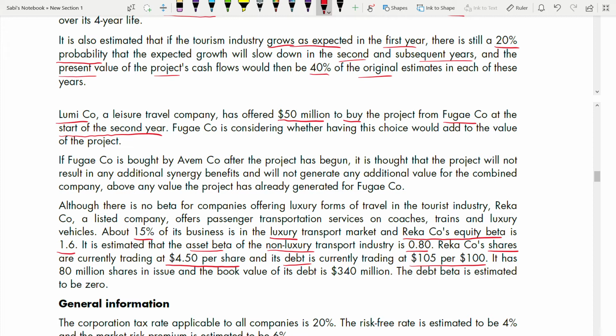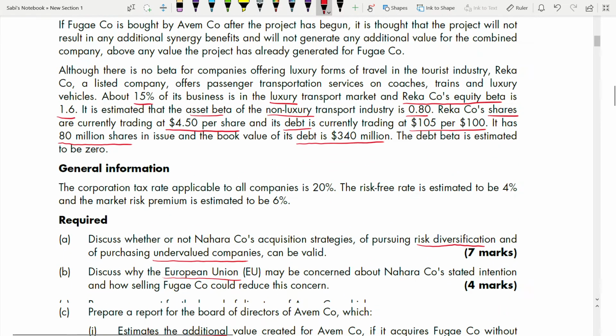Who has 80 million shares? Reka. And the value of the book debt is this. The debt beta is estimated to be 0. Yes, it is always 0. We assume it is 0 only. General information: corporation tax applicable to all companies is 20%, risk free is 4%, market risk premium is 6%.